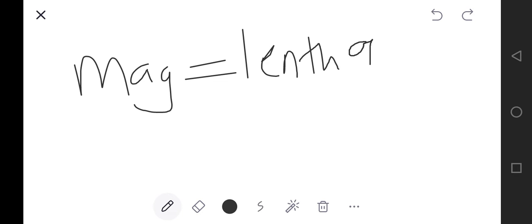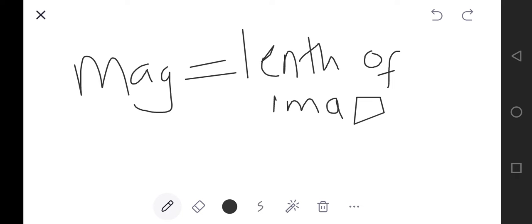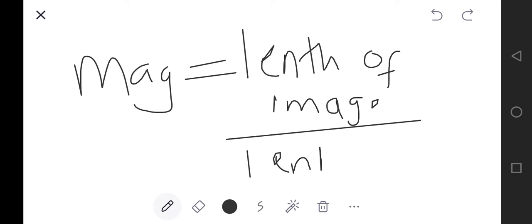magnification is equal to the length of the image over the length of the object.